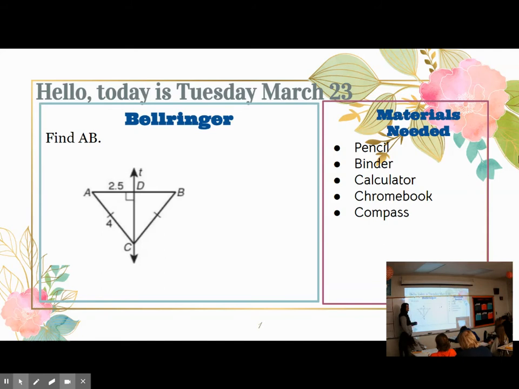Equal sides and a right angle. Yeah, there's a right angle right there. Also, AC and CB are congruent, which means C is equidistant to A and B, which means that the line T is a perpendicular bisector. And bisector means it goes through the midpoint. So if it goes through the midpoint, that means both sides would be the same. So both sides would be 2.5, so therefore AB is 5.